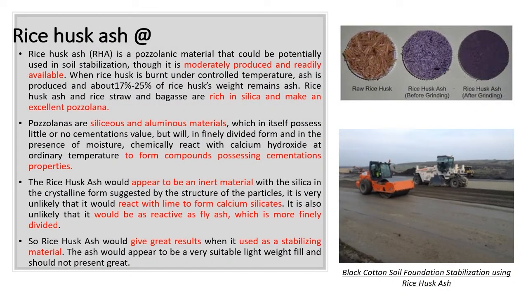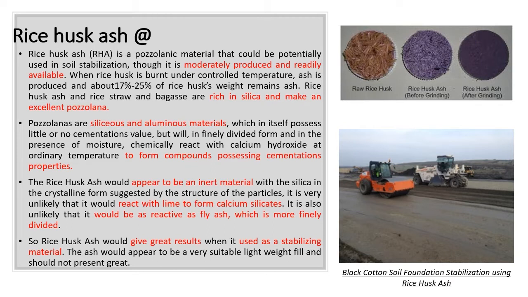Rice husk ash, as another additive, is a pozzolanic material that could potentially be used in soil stabilization, though it is moderately produced and readily available. The RHA would appear to be an inert material, with silica in the crystalline form suggested by the structure of the particles.